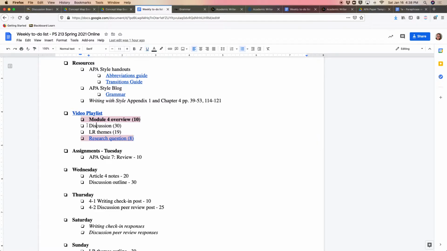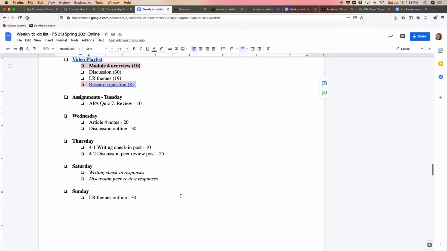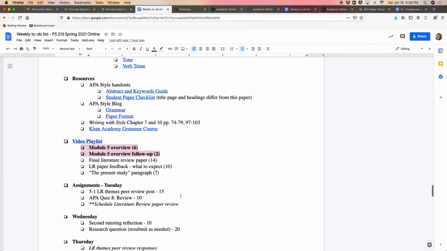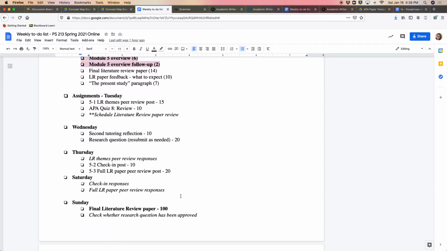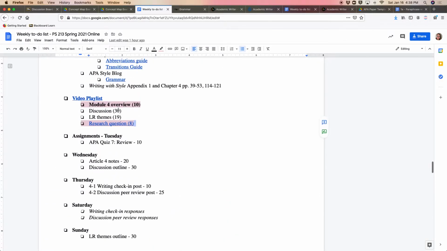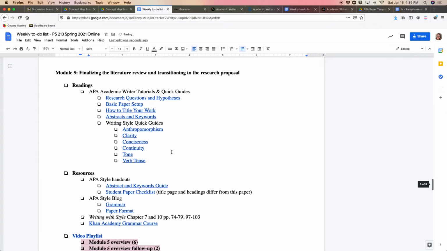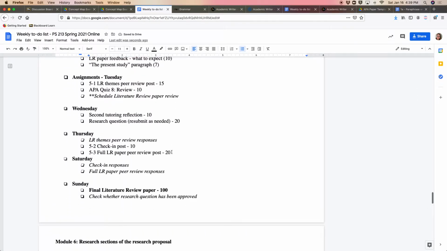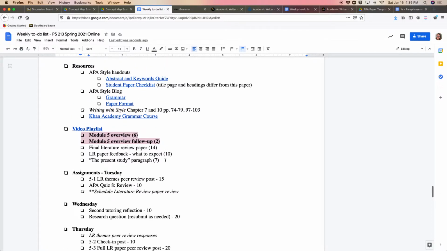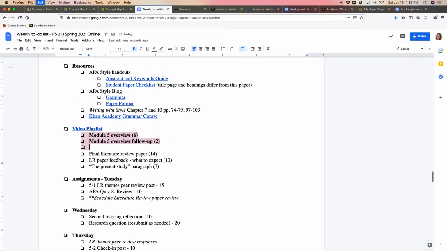Here you are mostly working on laying out, really kind of creating the framework for your literature review paper, but you also are starting to think about your research question. Maybe, actually, as I'm looking at it, that might be something that gets moved to next week. I think I'm going to do that right now. Yeah, I think this makes more sense. I'll stick that there.